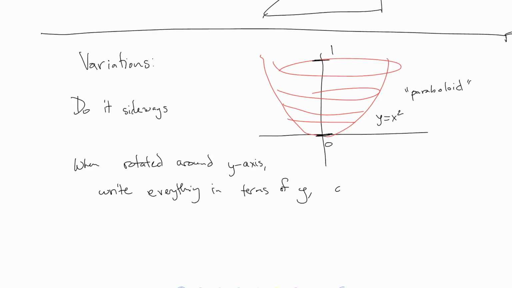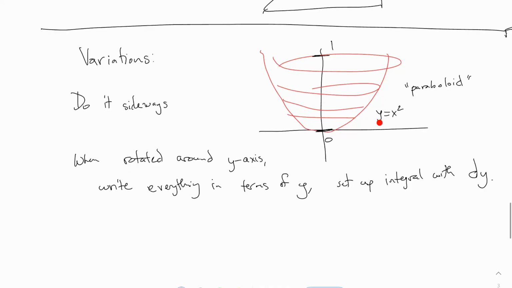And then you set up the integral with a dy, right? If you're rotating around the y-axis instead of the x-axis, you use the same formula, but you set it up as a dy. So how do we do that? Write everything in terms of y, including the function. Already my function is written as y equals x squared.